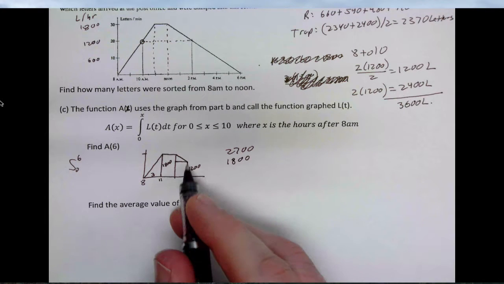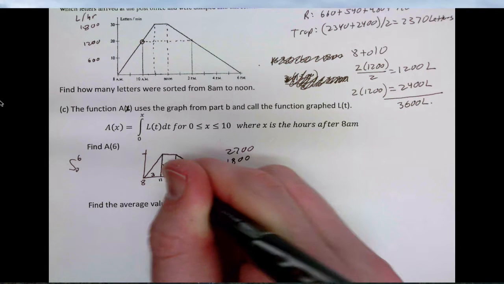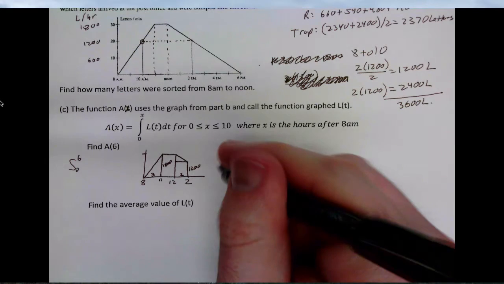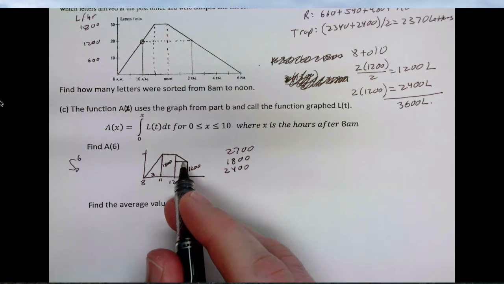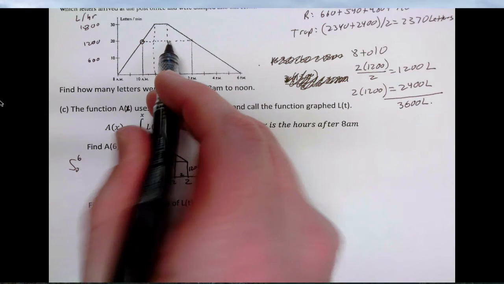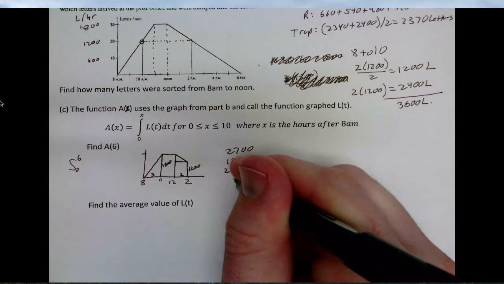Okay, next I've got this rectangle, and this is going from 12 to 2, so this is 2 hours by 1200. 2 by 1200 is 2400. And then I've got this little triangle right there, which is 2 wide and 600 tall. So 2 times 600 divided by 2 gives me 600.